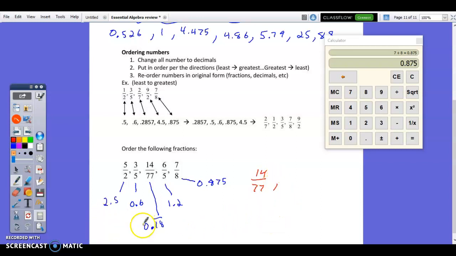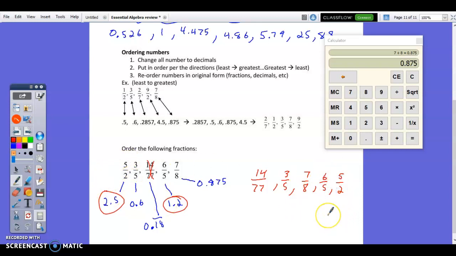All right, the next one I'm going to list, because now this one's done, is going to be the 0.6, because 0.6 is less than 0.8. So I'm going to list the 0.6, which is 3 over 5. The next one I'm going to list would be 7 over 8, because that would be my next one where I don't have a number in the tenths spot. All right, and now I have 2 left, 2.5 and 1.2. 1.2 is smaller, so I can list the 6 over 5. And then at the end we have 5 over 2.